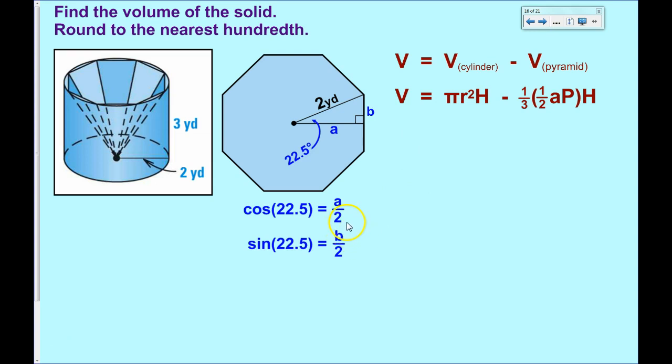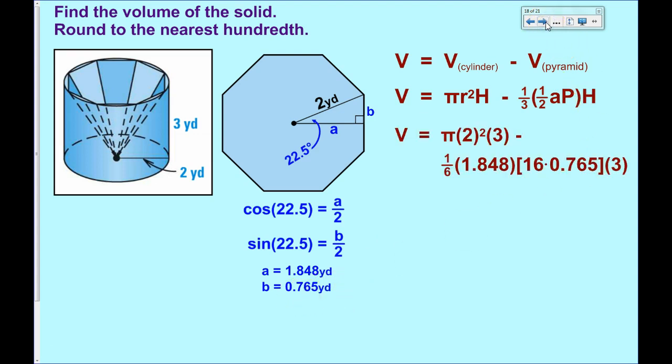To solve those equations, multiply both sides by 2, and you get those values right there. And then we can start plugging it into our formula up here. So we have pi, the radius is 2, the height is 3. We have 1/3 times a half, so 1 times 1 is 1, and 3 times 2 is 6. So we can replace that term as a 1/6. The apothem is 1.848. The perimeter is going to be 16 times the value of B, and height will be 3. So you plug in all those numbers, looks a little something like that.